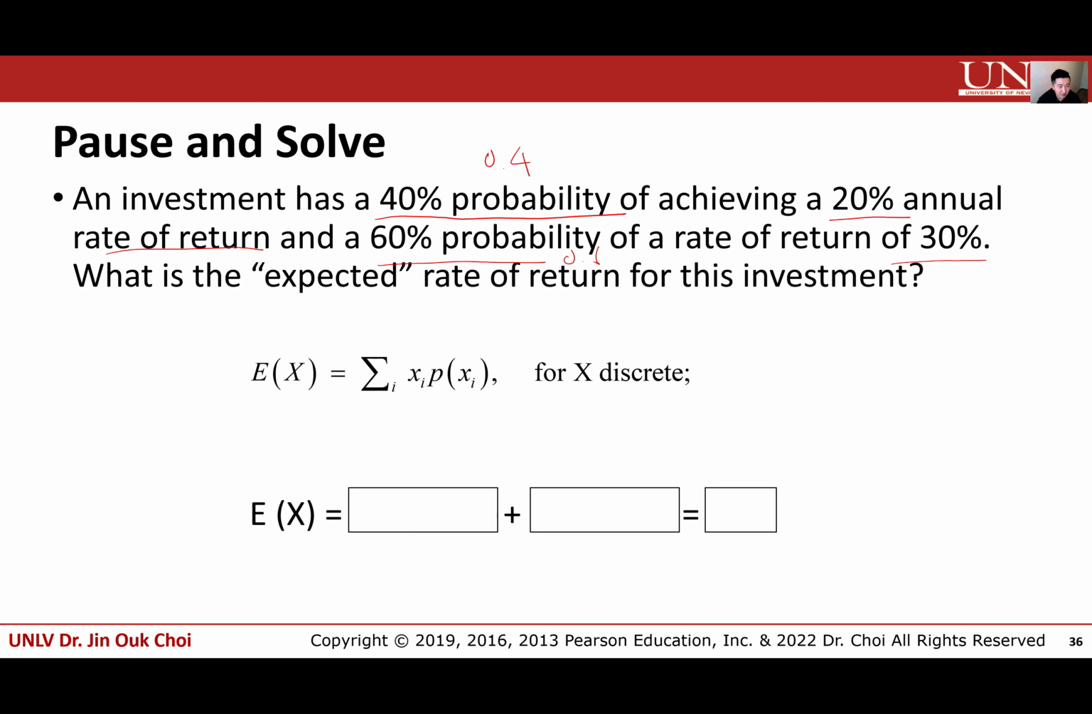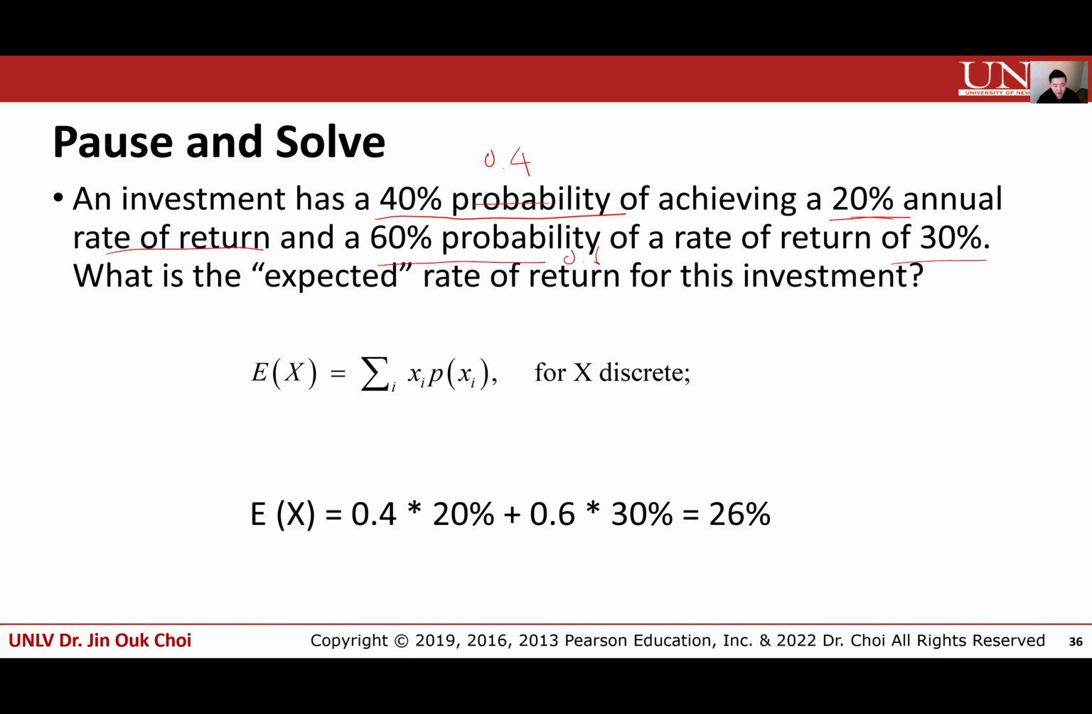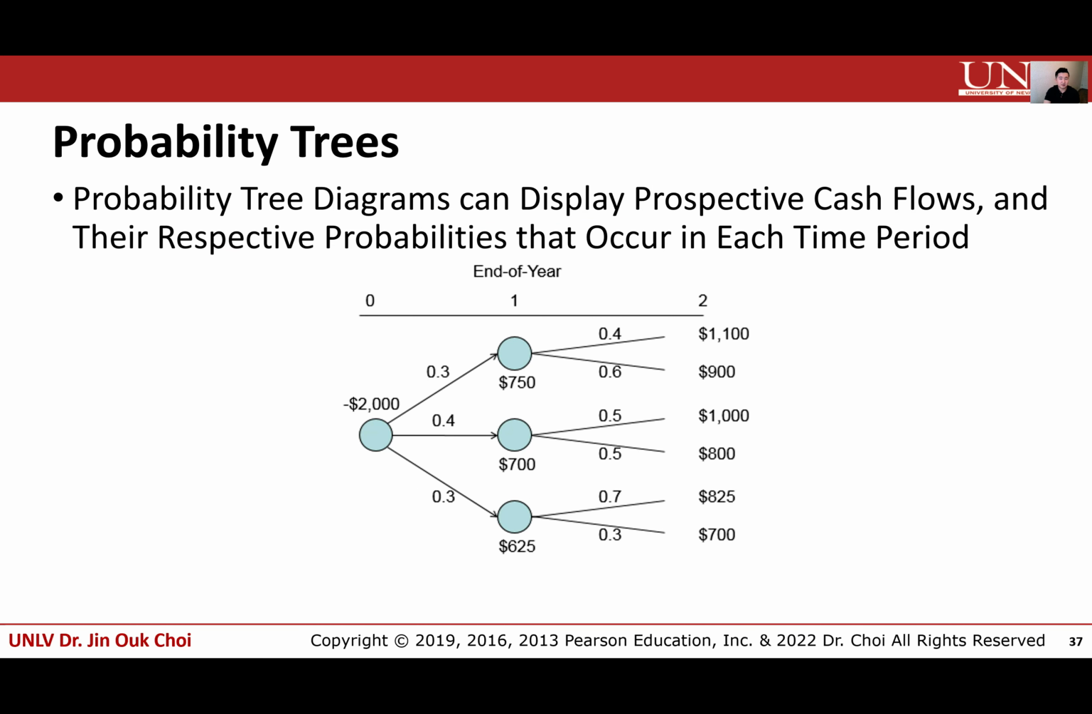And with that, we just multiply probability and the rate of return, which is 20%. So in this way, 0.4 times 20% plus 0.6 times 30% will give you 26%, which is the expected value of this investment. All right. I hope you got this problem correct. And now we will move on to the probability trees.